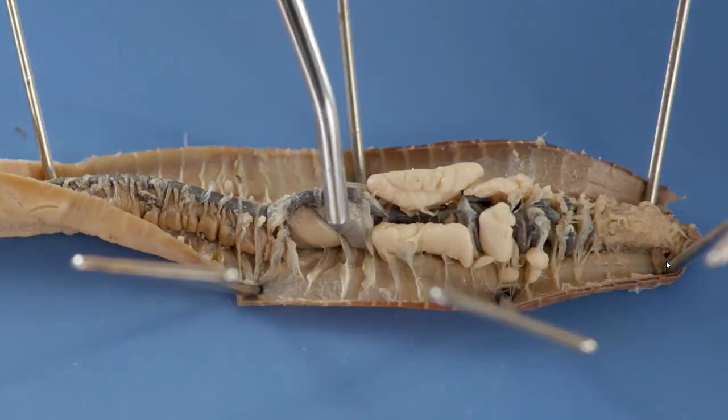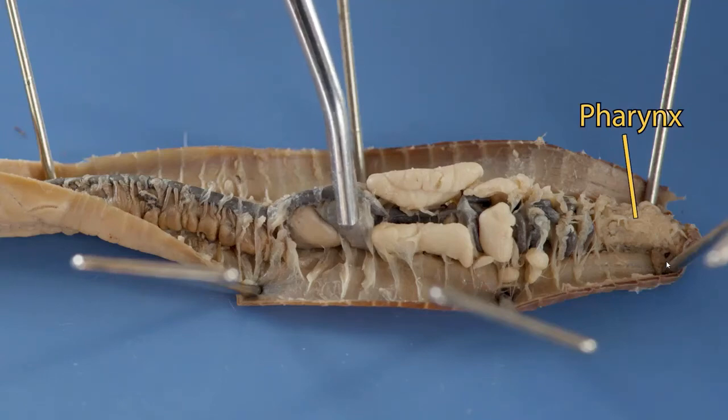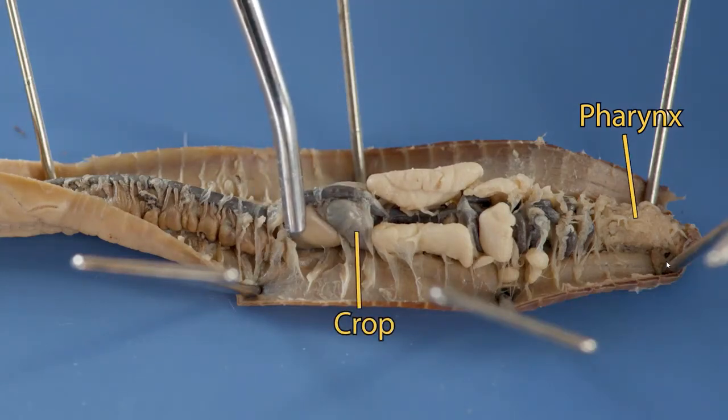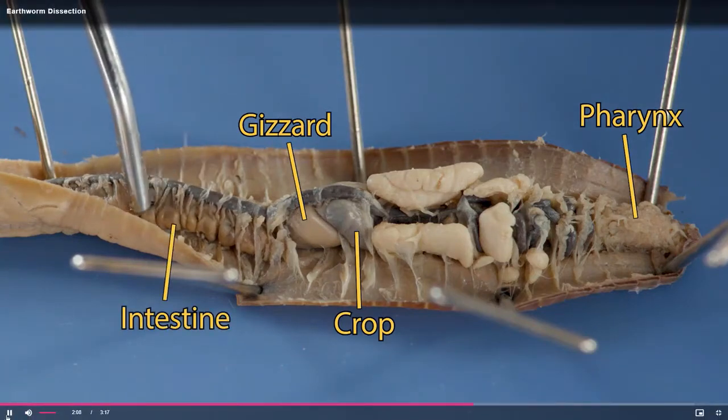Identify the organs of the digestive system, including the pharynx, crop, gizzard, and intestine.